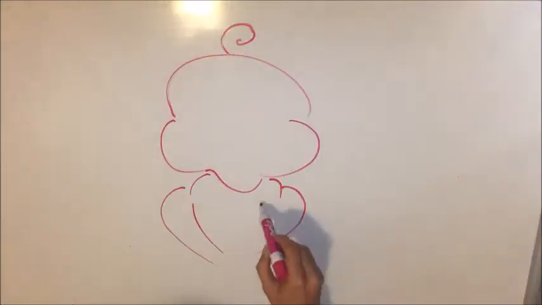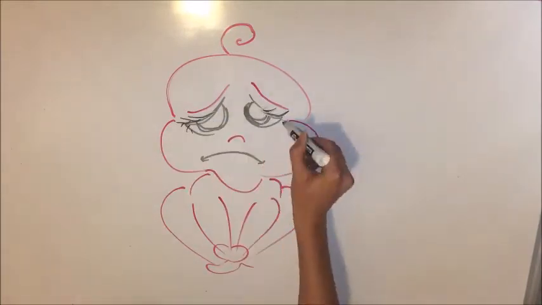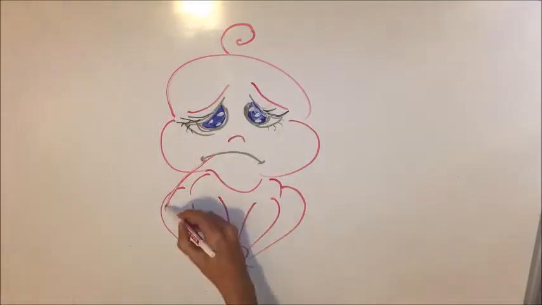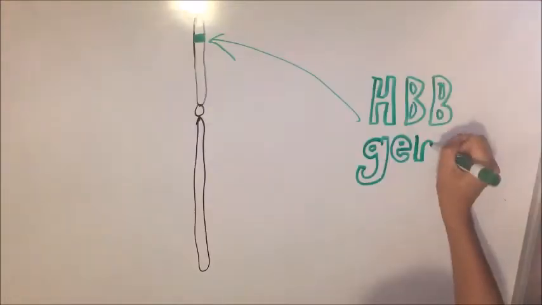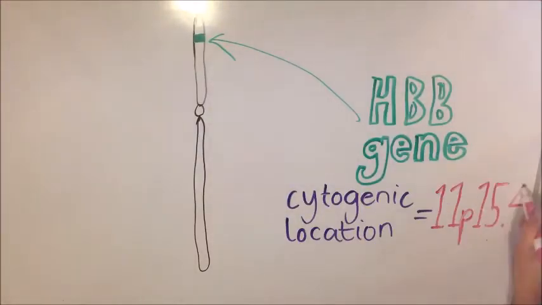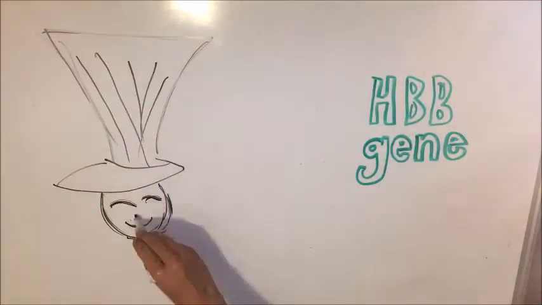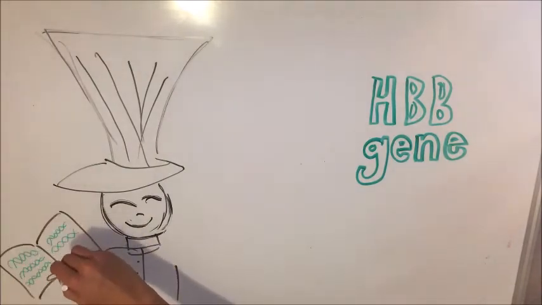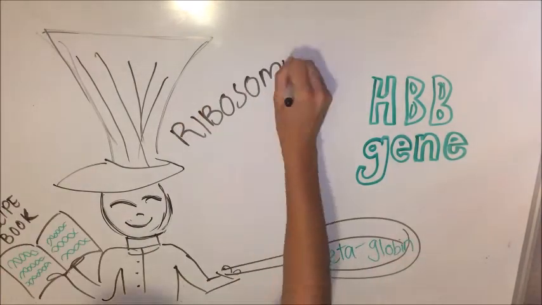The signs and symptoms usually begin in early childhood. The symptoms are caused by a low number of blood cells, and they can include repeated infections and periodic episodes of pain. So, how does this happen? The mutation originates in chromosome 11 in the HBB gene. So the HBB gene is sort of like the recipe for the ribosome to make or synthesize the protein beta-globin.